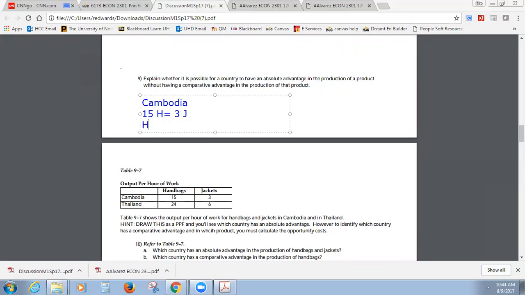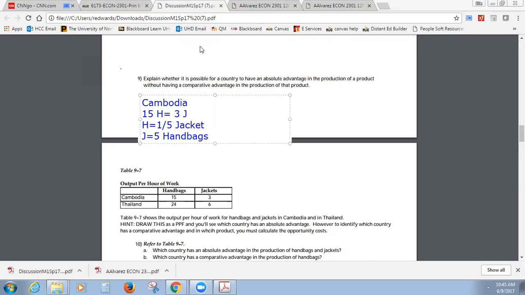All right, which means 1 handbag is going to be equivalent to, meaning if I am producing a handbag, how many jackets am I giving up the opportunity to make? Divide both sides by 15, and I'm going to end up with 1 handbag equal to 1/5 of a jacket, or you could put it 0.2, which means that one jacket, let me just put J, is going to be equal to, reciprocals of each other, 5 handbags. So if they are producing a jacket, they're giving up the opportunity to make 5 handbags.